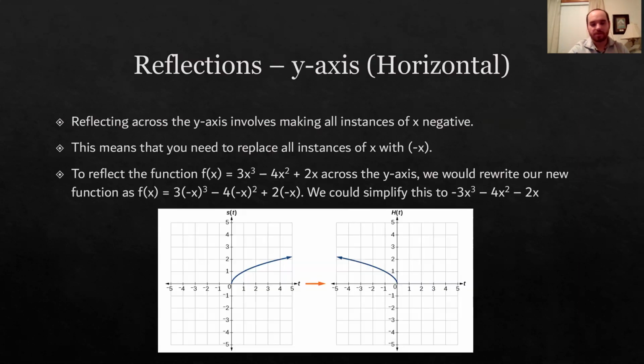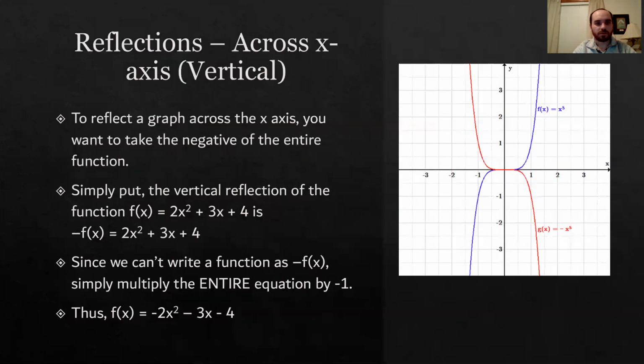So this is a game. I'm going to link it on the Google Classroom. It's all about practicing these different things. But I would definitely go through and write these down. So for reflecting across the y-axis, you can just label it and then say you want to replace all instances of x with negative x. For vertical reflections across the x-axis, you would say you just want to multiply the entire equation by negative 1. That is what you want to write down for that one.